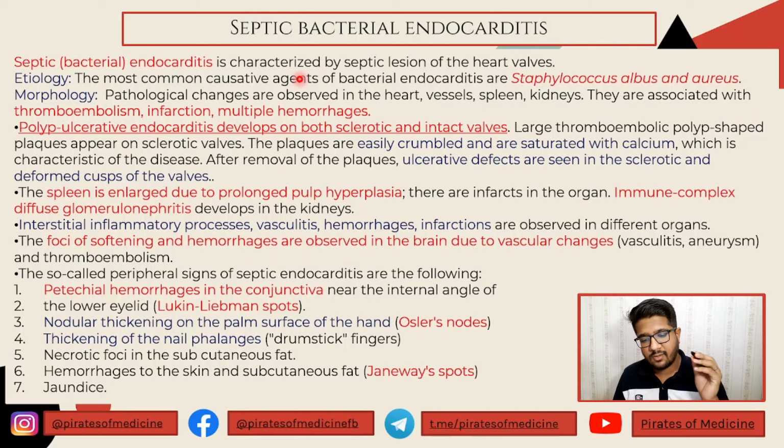It means that the heart valves are infected by particular microorganisms, most commonly Staphylococcus albus and aureus, and this leads to polypous ulcerative endocarditis on the heart valves. So plaques are formed on these heart valves, and these plaques can crumble, they are saturated with calcium, sclerosis can happen, and sometimes these plaques or the thrombus growing on these valves get broken from the heart valves and they can travel to different organs.